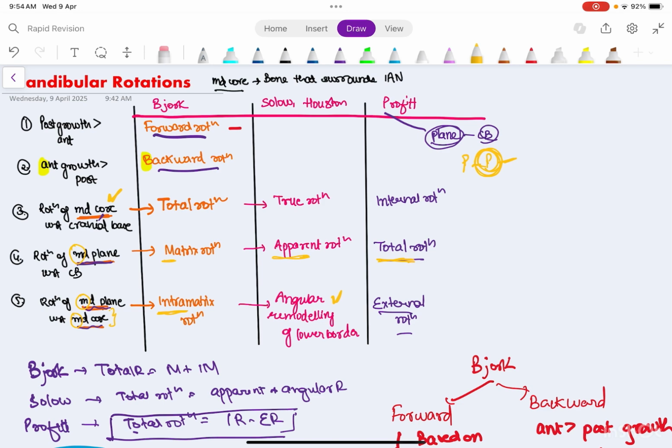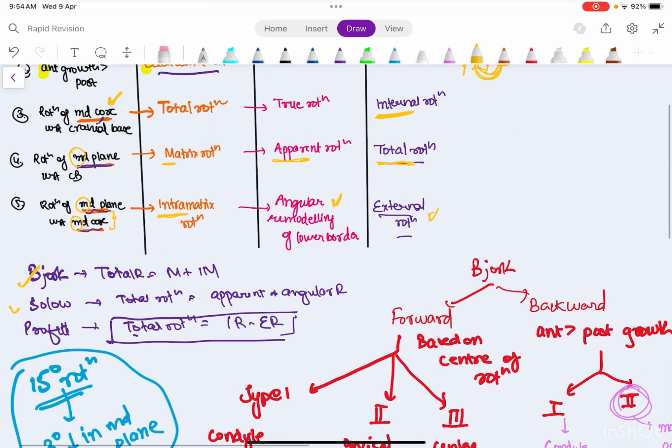Then he said that core is something which is internal, right? Like think about it. Then he thought that core is internal, so internal rotation. Then mandibular plane with respect to mandibular core is external. Then these were the formulas. Everything has a plus in total rotation, like matrix, intramatrix, and so on. But in Profit, you have to subtract it.